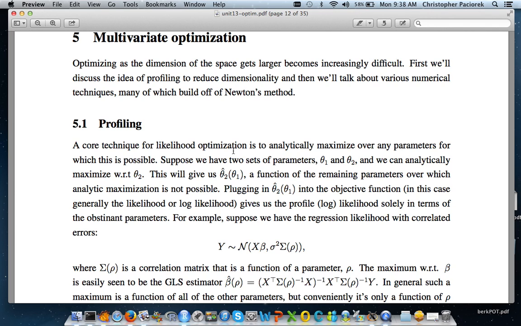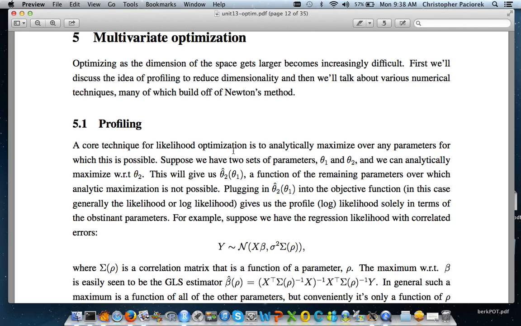Okay, so the general setting is we have some likelihood. We look at it and we say, you know what, I think I could actually maximize this mathematically with respect to some of the parameters, but then there are going to be some of the parameters where it would be a really hard or impossible maximization to do mathematically or analytically.